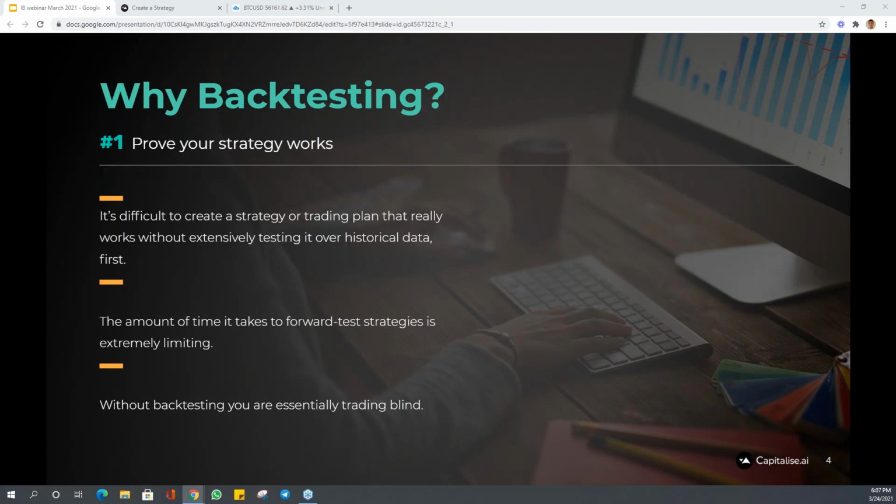Through testing, we can determine roughly what to expect when your strategy encounters a period of consolidation, or a trending market, or a reversing market, or even a high volatility period. So this can help you improve your future trading decisions. And as traders, we need to take advantage of every opportunity to enhance our edge. Without backtesting, you're essentially trading blind. So number one, prove your strategy works.